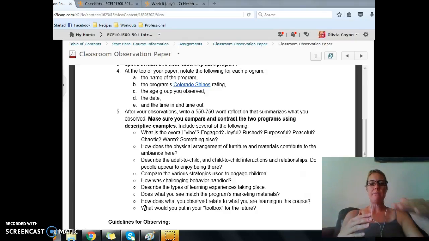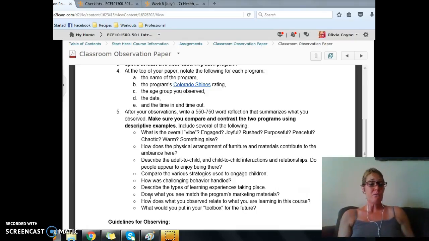So again, you don't have to worry about hitting all of those all the way down this list, but pick the ones that were the most meaningful to you. If there's something else that's not on this list that's meaningful, you can add that too. What I'm looking for, like so many other papers that you've written, is your thoughtful reflection on the experience. What did you learn? How are you changed through this?